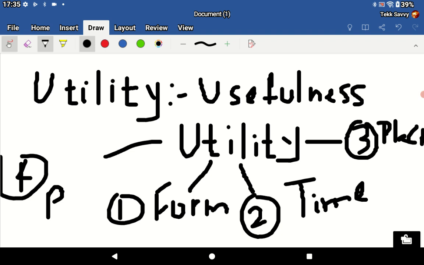All right, so these are the four categories that add to the utility of a product. And this is why marketing creates an impact on external stakeholders, because with all these four, marketing plays a big role, and it adds to the usefulness of the product, the utility of the product.